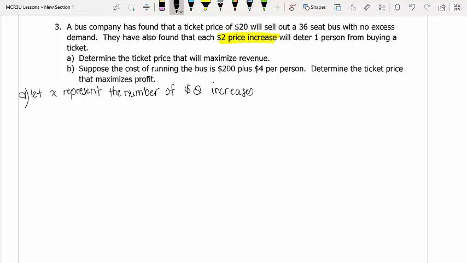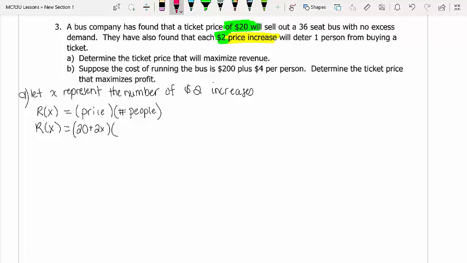So let's come up with our equation. Revenue is equal to the price of the ticket times the number of people. Now let's put our information from the question into this equation. Let's plug in what we know for the price of the ticket. Well, we know the price of the ticket is $20 plus $2 per increase, so 20 plus 2x.